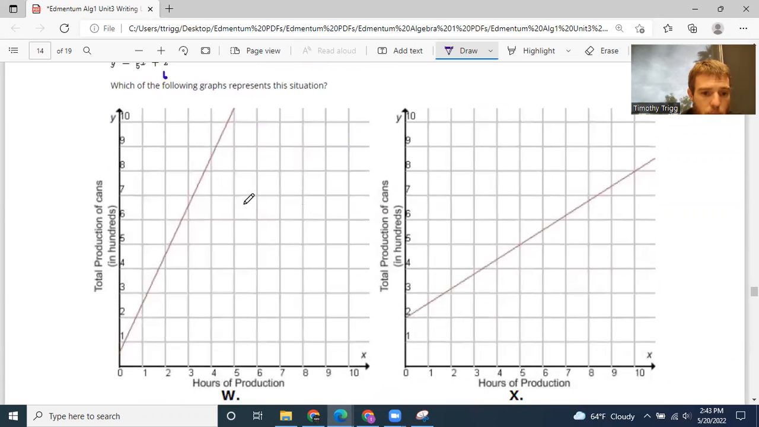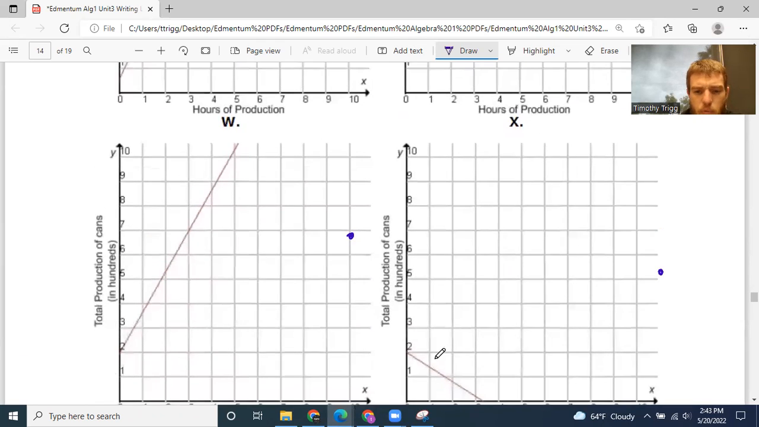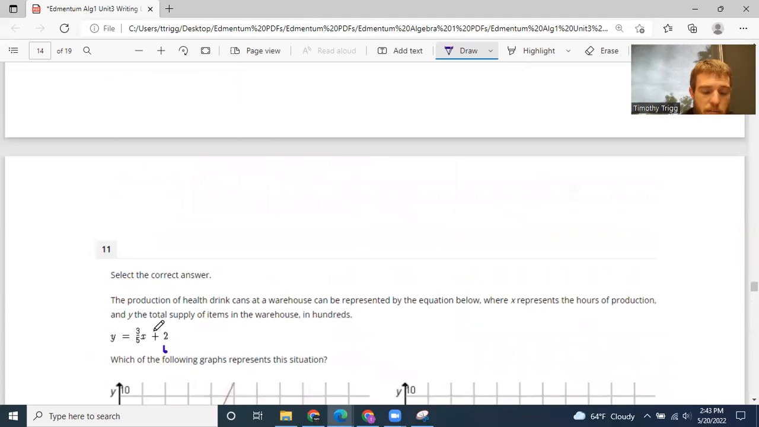So it's definitely not this one. This one has a y-intercept of 2, so I'm going to put a dot for a maybe. This one has a y-intercept of 2, so does this one. But this one right here is actually wrong because this one has a negative slope. See how it's going down? Well, it's definitely not a negative slope. We should have a positive slope.